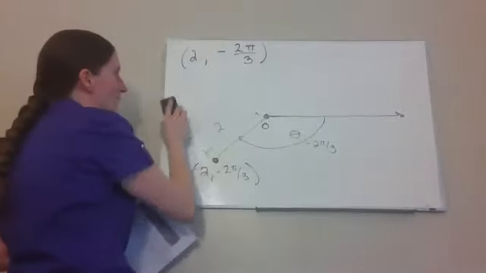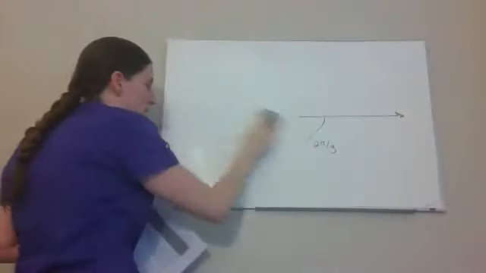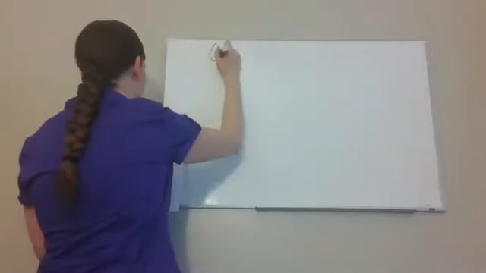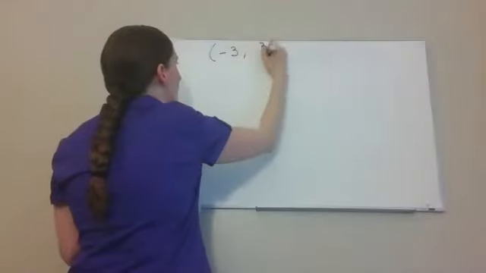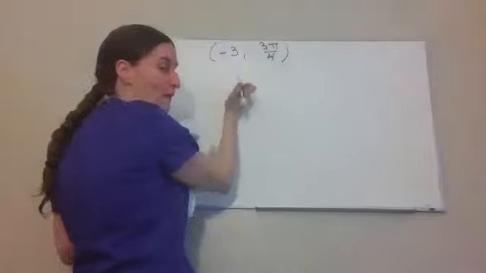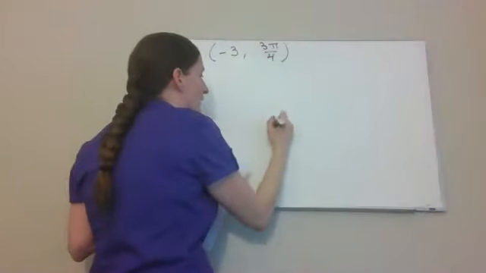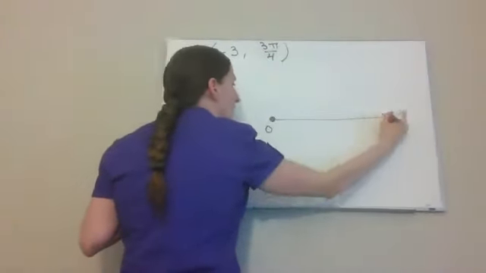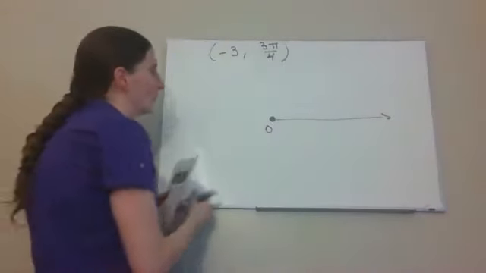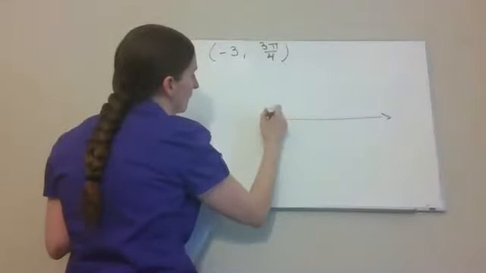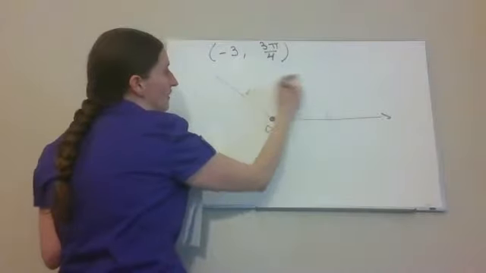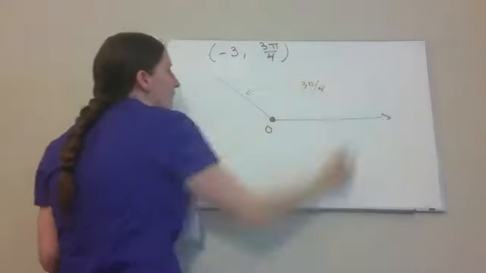All right, last one, which is a little bit trickier. My point negative 3 pi over 4. And it's trickier because my r happens to be negative, so we have to remember what that means. But first, let me draw my pole and my polar axis. 3 pi over 4 is going to be 3/4 of the way to pi. So that's going to be at this angle here. So this is 3 pi over 4 for my angle.